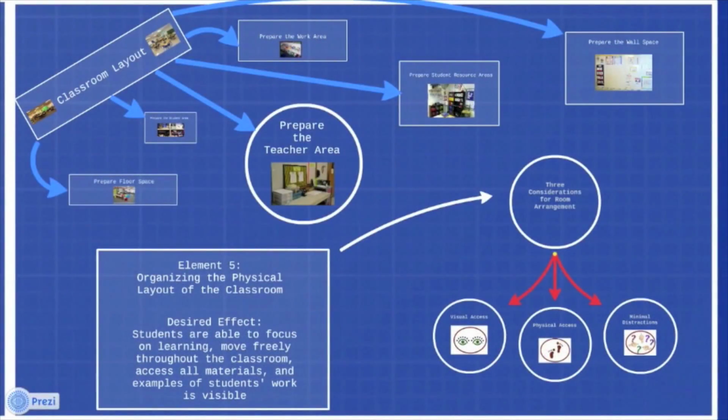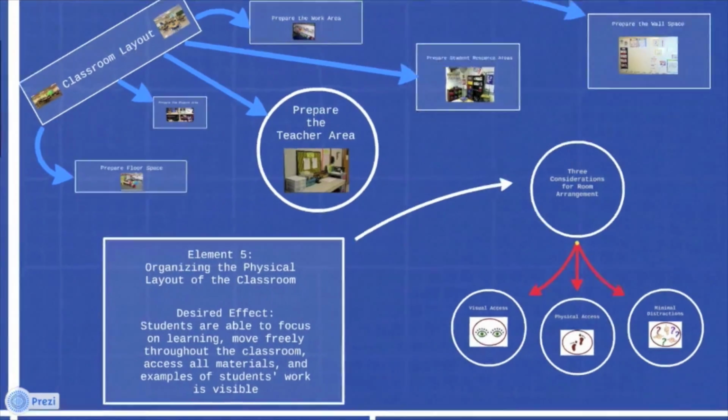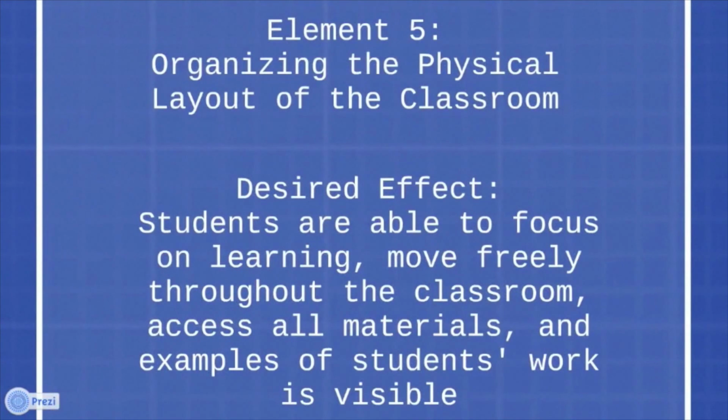Next, we'll discuss Element 5, organizing the physical layout of the classroom. The desired effect is students are able to focus on learning, move freely throughout the classroom, access all materials, and examples of students' work is visible.